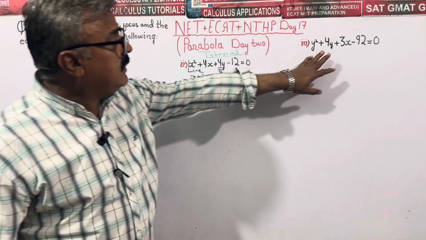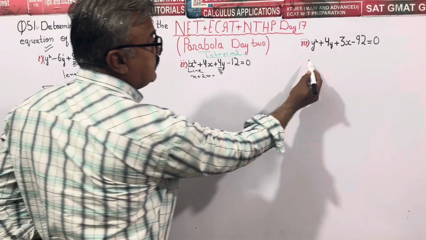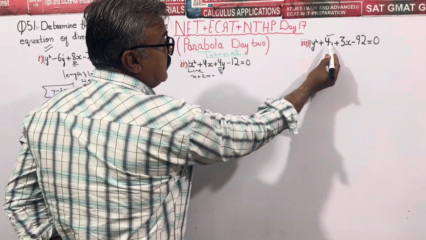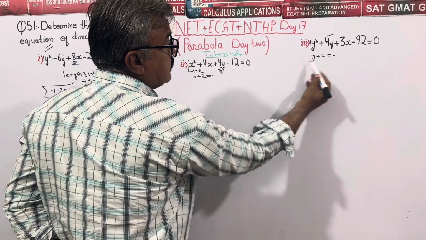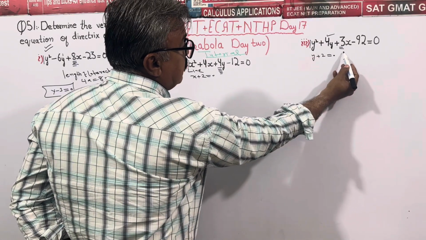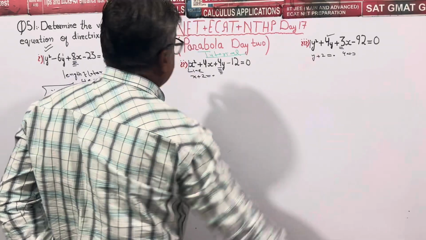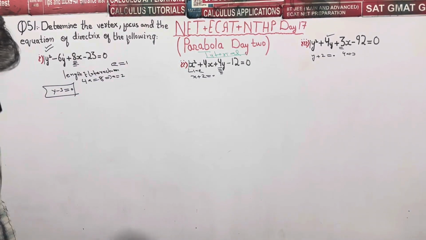From this we can also guess all these elements here. The y square coefficient is 1, divide 4 by 2, and y plus 2 is the line of symmetry or axis of the parabola, and that is our length of latus rectum. 4a is equal to 3.